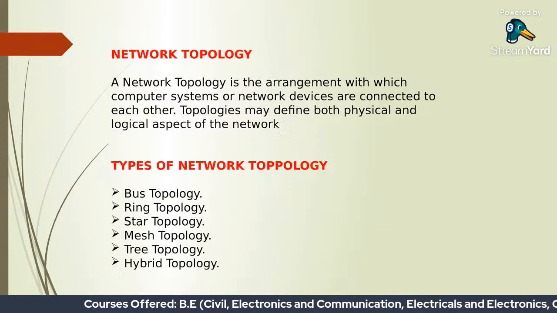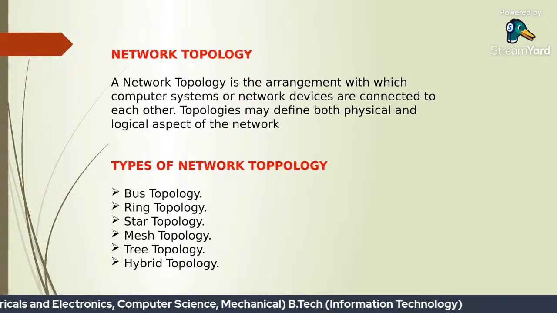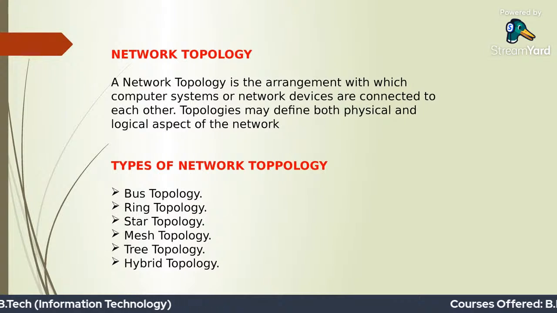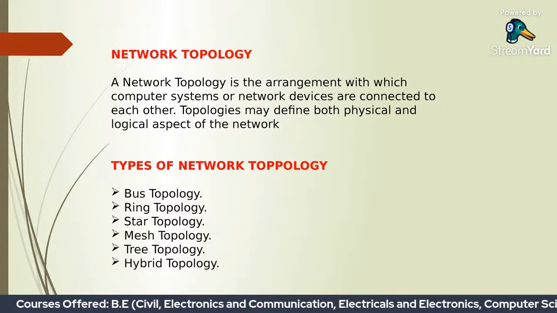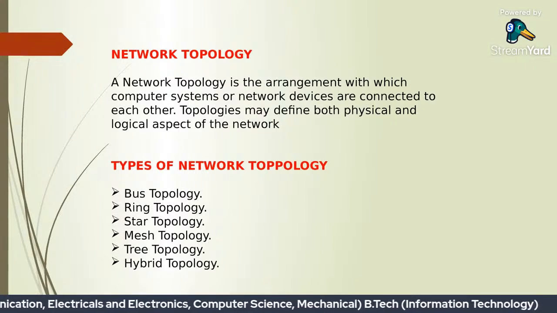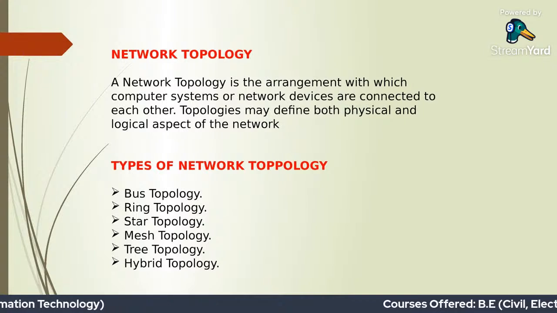And next, network topologies. What is meant by topology? Topology means an arrangement of nodes to communicate from one device to another device. We make an arrangement, and this arrangement of nodes to establish the communication between the devices is called a network topology. Then we will see the types of network topologies: bus topology, ring topology, star topology, mesh topology, tree topology, and hybrid topology.